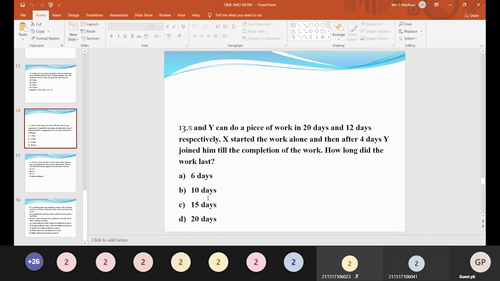So here the remaining job is done by X and Y in 6 days, and X alone worked for 4 days. The total number of days to complete the work by X alone as well as X plus Y combined is 6 plus 4, which is equal to 10 days. Here option B is the right answer.